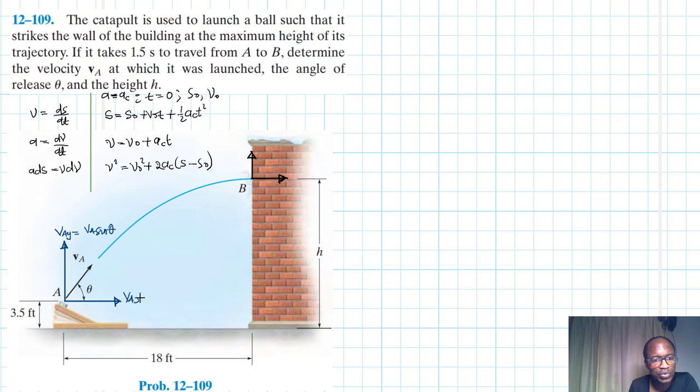This one is VAX, which is constant throughout, and because it is constant, we expect acceleration for the horizontal motion to be equal to 0, because VAX, the horizontal velocity, is constant, and this is equal to VA cos theta. At the maximum point of our trajectory, we expect VBY to be equal to 0. While VBX, like we said, is constant throughout, this is going to be equal to VAX.